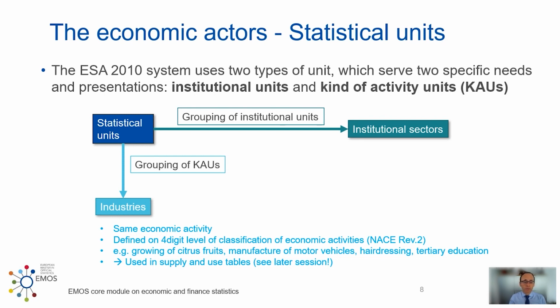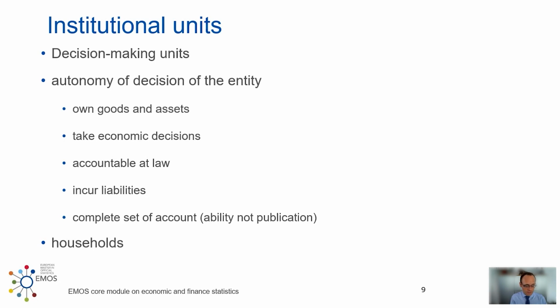I will come now back to the institutional units and institutional sectors. For these institutional units, we don't look at the economic activity as such, we look at the decision-making units in an economy, which is also an important angle to look at your national accounts and to analyze it. So for these decision-making units, what is important for us is that these units have an autonomy of decision. And we have developed criteria to identify these units.